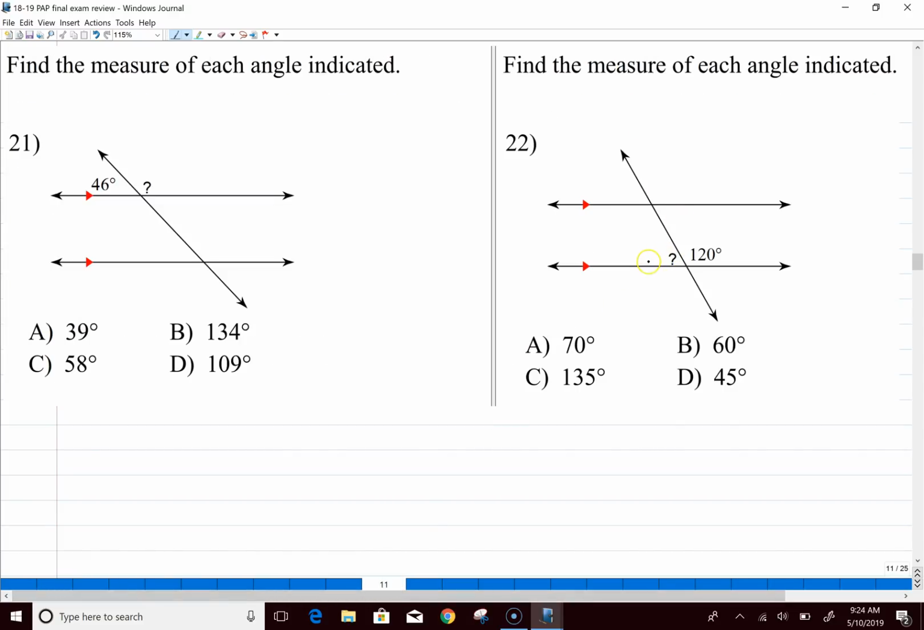Find the angle missing. From here to here, a straight line is how much? 180. So then you're missing a piece, so 180 minus 120, that's 60. So it's missing the piece right here, so this is 60.